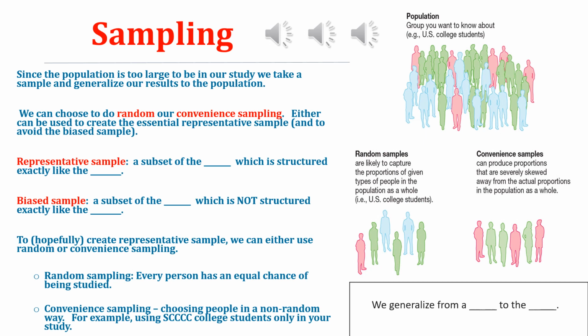So let us begin the very important topic of sampling. Since the population is usually way too large to be in our study, we take a subset, in other words, a sample, and we generalize to the population. Some students confuse the term population and they believe it means all people. No, it's the specific group you want to learn about.